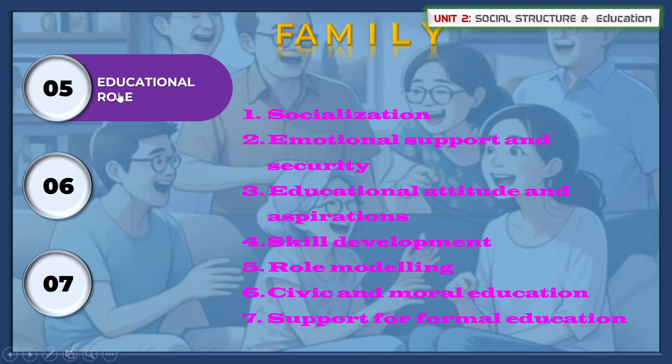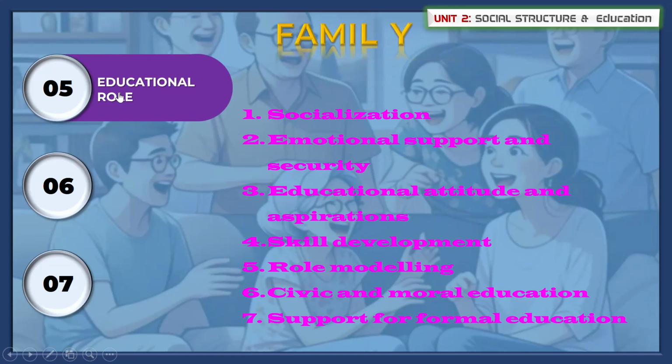Then, second point is emotional support and security. A supportive family environment fosters emotional well being, helping children develop self esteem, resilience, and social skills. Families also provide a safe space for children to explore, ask questions, and make mistakes and learn from the mistakes, which is essential for effective learning.